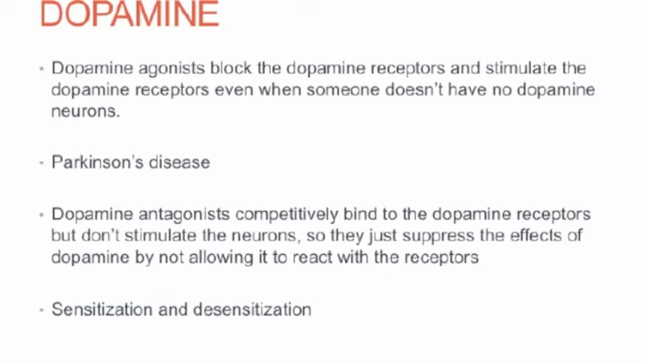An example where agonists are used pharmaceutically is for Parkinson's disease, since people with Parkinson's don't have enough dopamine to stimulate the receptors. So the agonists take part in that and mimic dopamine to get the same effects as the neurotransmitter. In contrast to that, dopamine antagonists competitively bind to the dopamine receptors but don't stimulate the neurons. So they just suppress the effects of dopamine by not allowing it to react with the receptors.